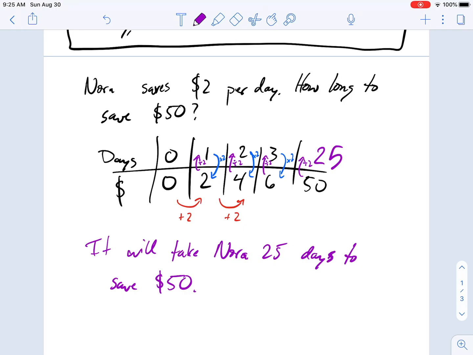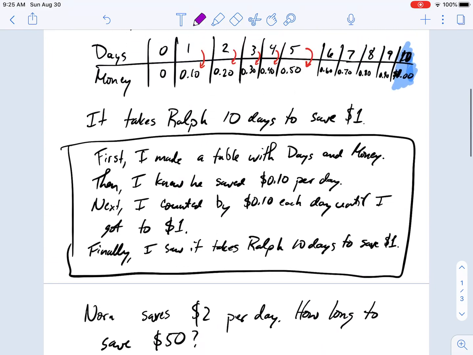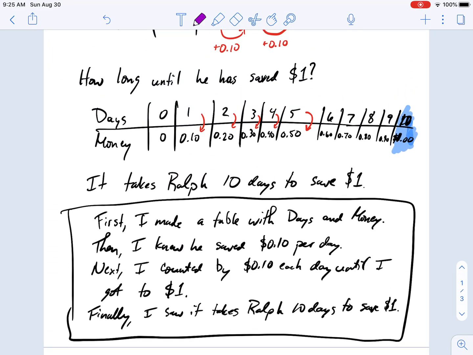Okay, so that's how you can do the shortcut, is look for those mathematical patterns. Now, if you can't find the mathematical pattern, that's okay. You can do it the long way and count out. That's totally fine.